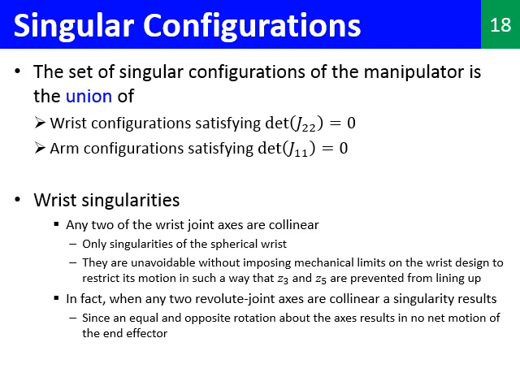Joint axes becoming collinear are the only singularities of the spherical wrist, and unless we impose some mechanical limits on the wrist design, they will be unavoidable. In fact, when any two revolute joint axes of the manipulator are collinear, there will be a singularity, because there will be no net motion of the end effector when an equal and opposite rotation happens on these axes. Please note that collinear means they are on the same straight line, and that is different to being parallel.